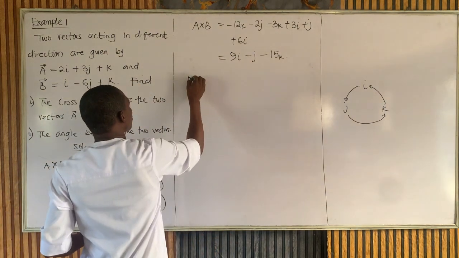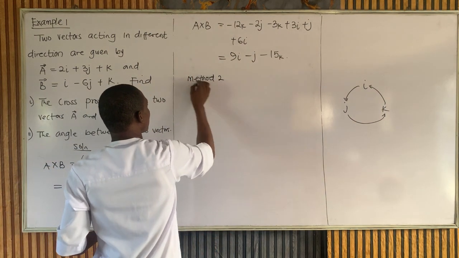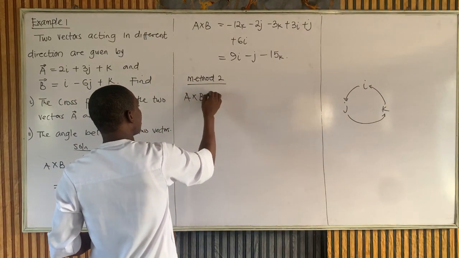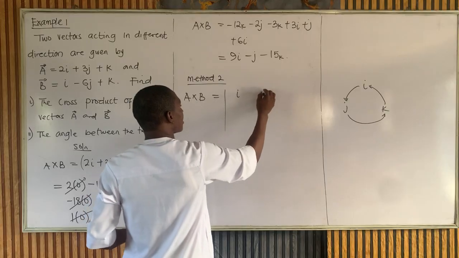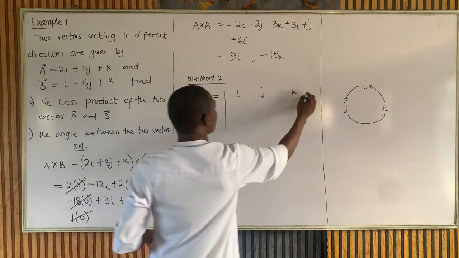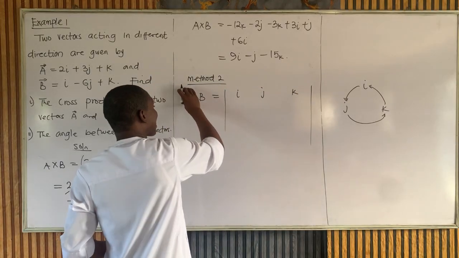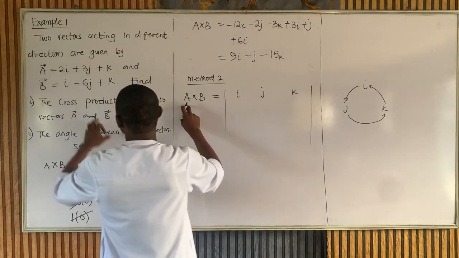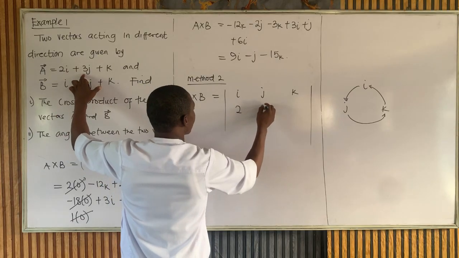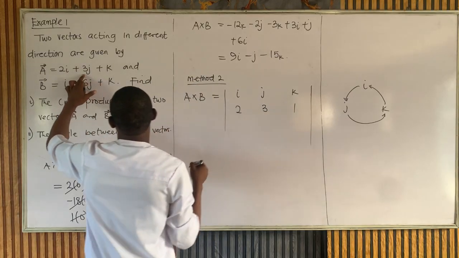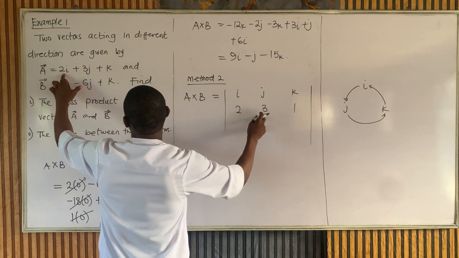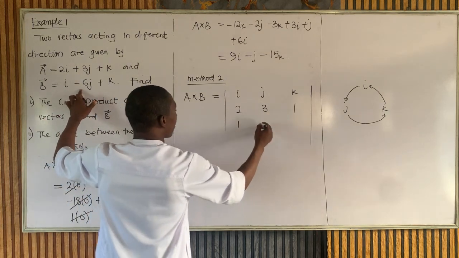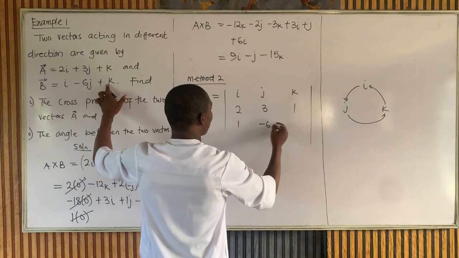Now, method 2, this is actually the quickest method to solve, is to solve by matrix. A cross B, just do like this: I, J, and K. Take your A first, the first thing you write. So my A is 2, 3, and 1, with 2 under I, 3 under J, and 1 under K. Now, for the B, 1I minus 6 and plus 1.